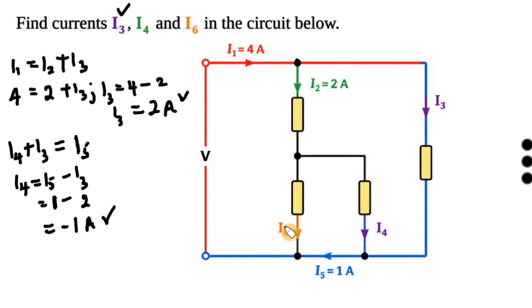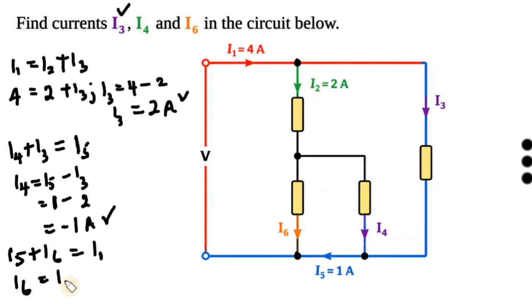So let us see how we can find I6. So this is I6. Look at this again, right? This current, this is a junction, right? I6 and I5 enter this junction, while I1 leaves the junction. So I5 and I6 enter the junction. It should equal the current that leaves, which is I1. So we want to find I6.